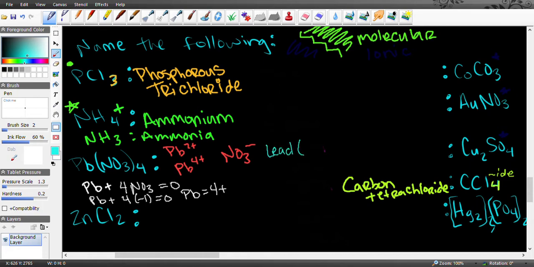lead 4 nitrate. And then remember, when you're naming polyatomics, you just put the name of the polyatomic, nothing special there. But when you're doing the transition metals, if it has more than one charge, you want to specify what charge you're talking about.